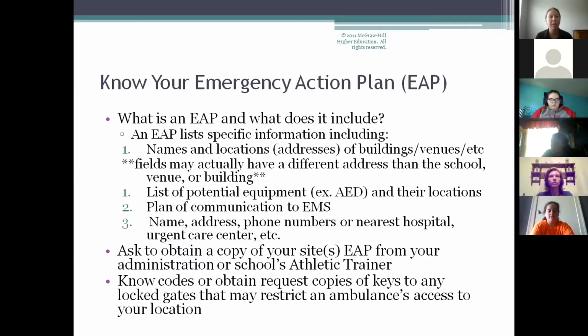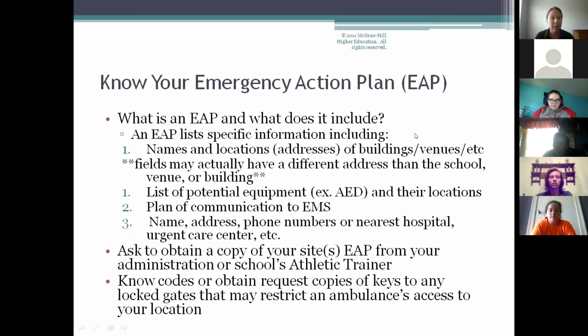An EAP lists specific information, and it includes, number one, the names and locations, including addresses of buildings, venues, maybe even the field where you're practicing. Important asterisk there is to note that the field that you may be practicing at may actually have a different address than the school, venue, or building nearby. So I encourage you to find that information out.